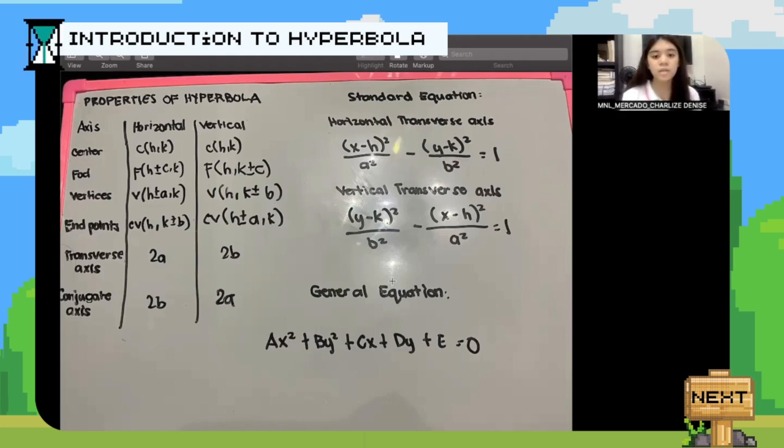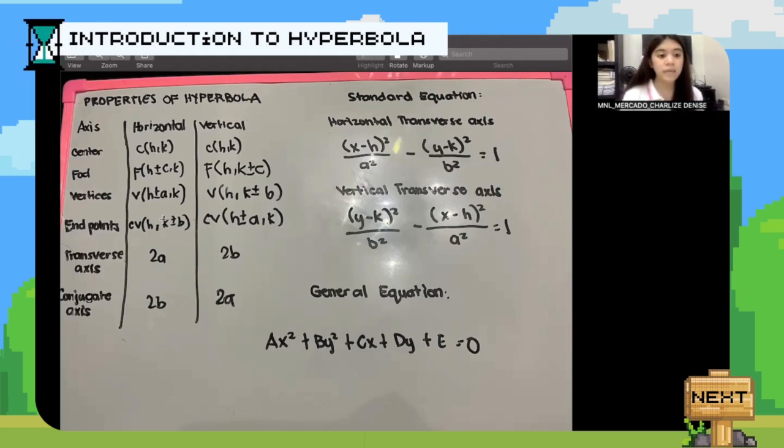For the general equation of the hyperbola, we have ax squared plus by squared plus cx plus dy plus e is equal to 0. Let's now proceed to the properties of hyperbola. The properties of hyperbola are axis, center, foci, vertices, endpoints, transverse axis, and conjugate axis. For horizontal, we have the center h, k. For foci, h plus or minus c, k. For vertices, we have h plus or minus a, k.